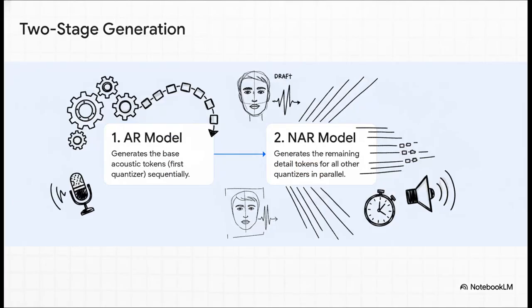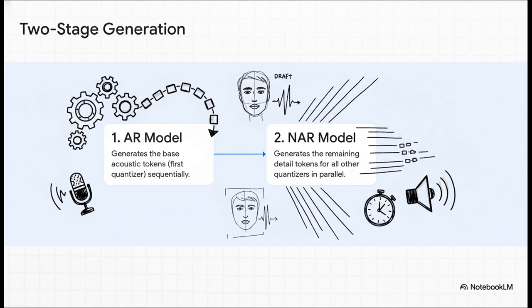VALL takes that clever hierarchical structure and runs with it using a two-stage process. First, an autoregressive, or AR, model predicts the tokens for just that first, most important layer. This gives it the freedom to figure out the timing and rhythm. Then, a non-autoregressive, or NAR, model comes in, takes that base layer, and predicts all the other detail layers all at once, in parallel.